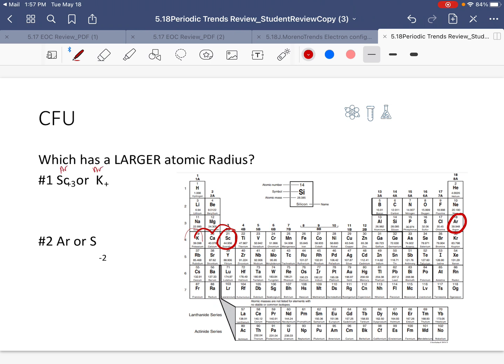But the one that is less positive, guys, is going to be bigger. So the one that is less positive is potassium. Our larger atomic radius would be potassium. It only lost 1 electron, while scandium lost 3.